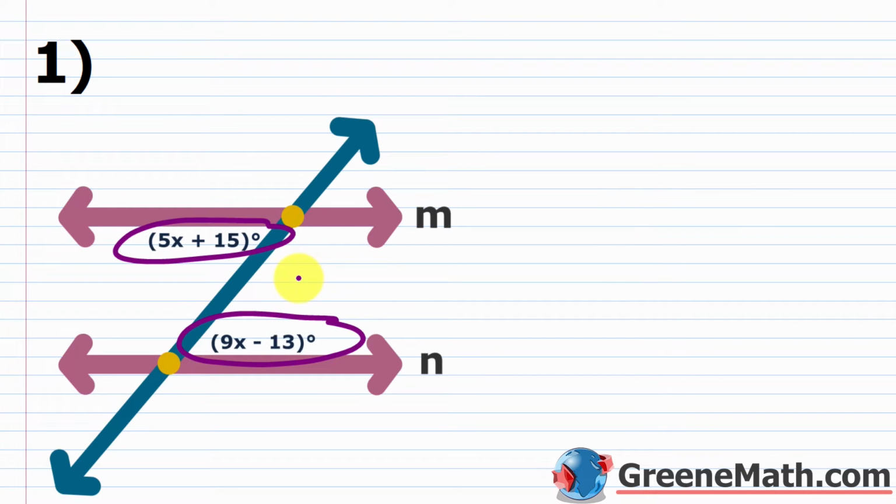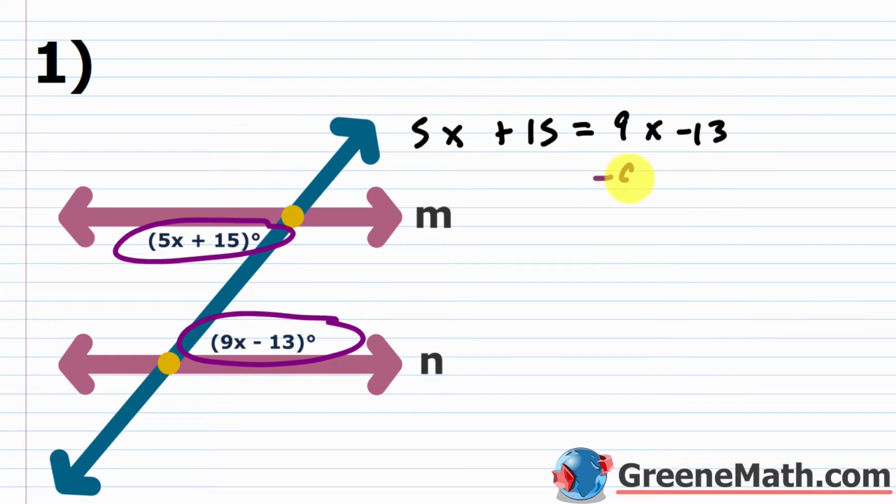So what I can do for this problem is I can just say that 5x plus 15, forget about the degree symbol for right now, you don't need it, is equal to this guy right here, the 9x minus 13. Again, forget about the degree symbol for right now. So what I'm going to do is solve this equation for x, and then I'm going to plug into either one, and I'll have my answer.